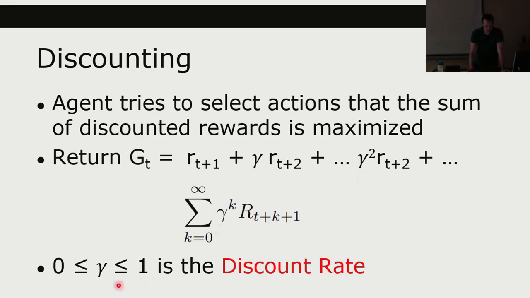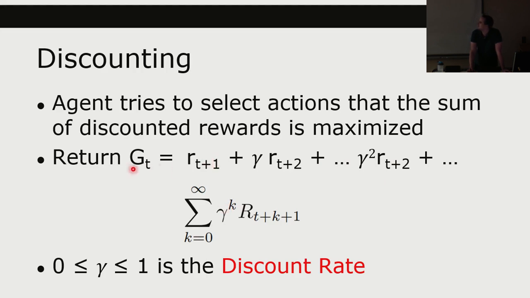Typically we pick this value of gamma between 0 and 1, and that's called the discounting rate. Here's the formula: the sum from k equal to 0 to infinity of gamma to the power of k. When k is 0, anything to the power of 0 is 1. So G of t, which is the return, is equal to the full first reward, the next reward that I'm going to get, plus gamma times the next reward, plus gamma squared times the next reward, etc.